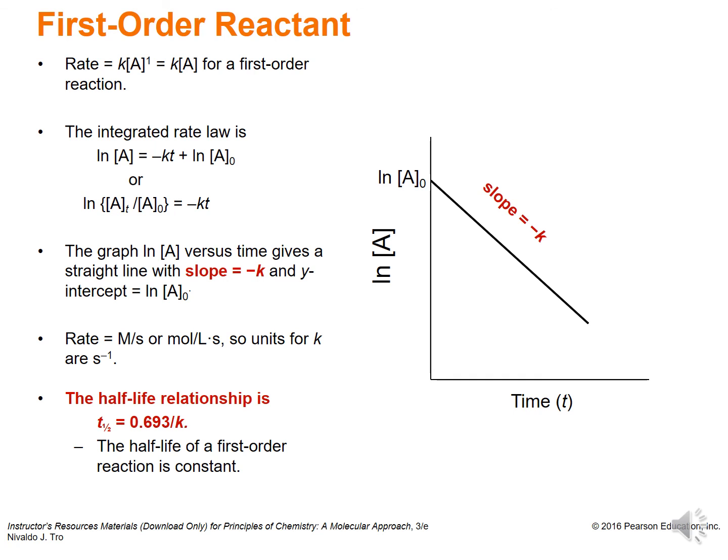This time around, it's a graph of the natural log of [A] versus time that gives a straight line, and the slope in this case is minus k, and the y-intercept is ln [A]0. Our rate has units of molar per second, so the units for k here are just per second, because you're going to get the molar units from the concentration of A. And the half-life relationship for first order kinetics: t1/2 equals 0.693 over k. Notice there's no concentration term here for the half-life of a first order reaction. It's constant.